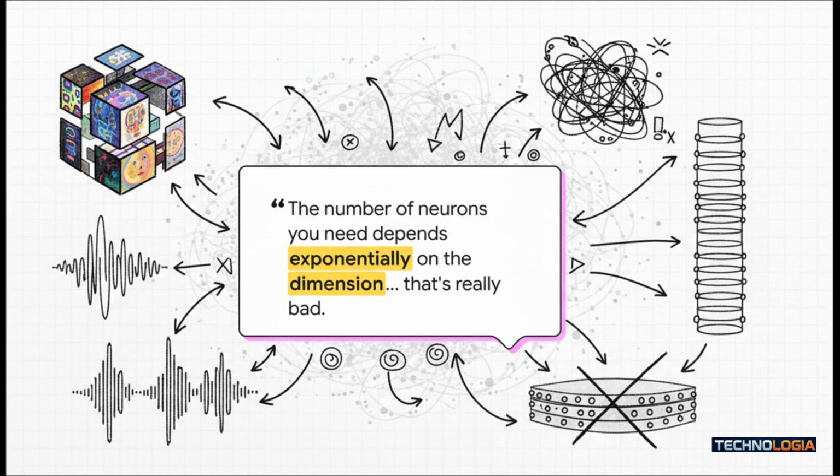The key phrase is in high dimensions. See, most of the data we actually care about, things like images or audio or language, it's all incredibly high dimensional. And to handle that kind of complexity, a shallow network doesn't just need to be wide. It needs to be exponentially wide. And that just becomes impossible fast.